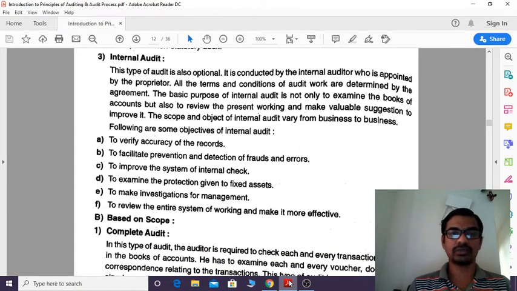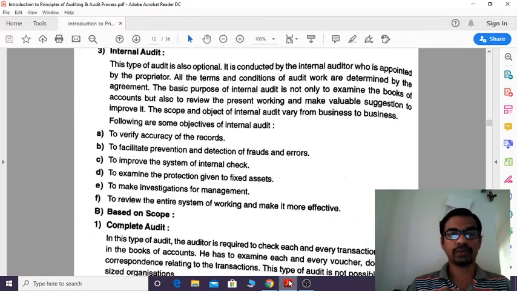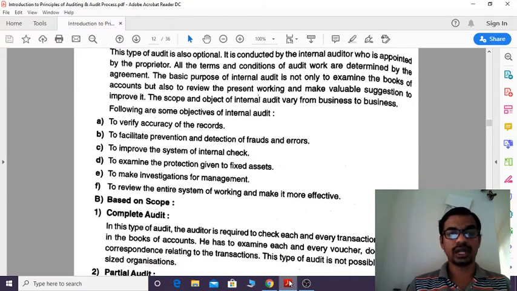Internal audit. This type of audit is also optional. It is not compulsory. It is conducted by the internal auditor who is appointed by the proprietor and who is a regular and permanent employee of the organization.